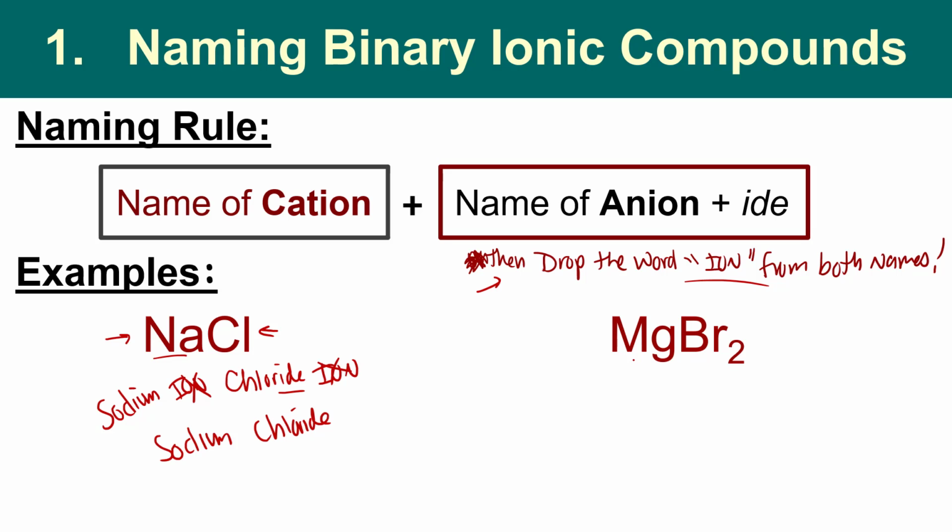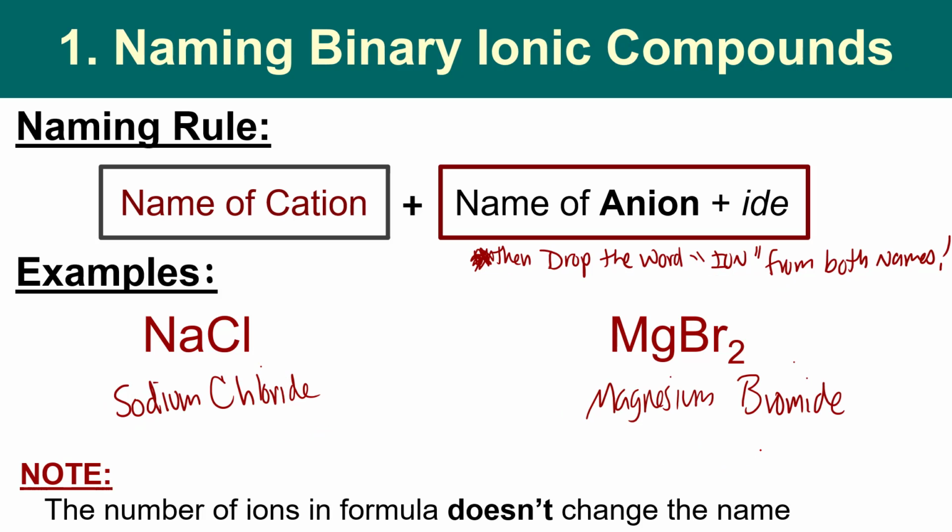Is this binary ionic? Well, I got to go to my periodic table and I see magnesium is indeed a metal, so this is a binary ionic compound, so I'm going to call it magnesium ion. And that magnesium ion is followed by two bromines, which are nonmetals, so that's going to give us bromide ion. And of course, we're dropping the word ion from the name, and that gives us magnesium bromide.